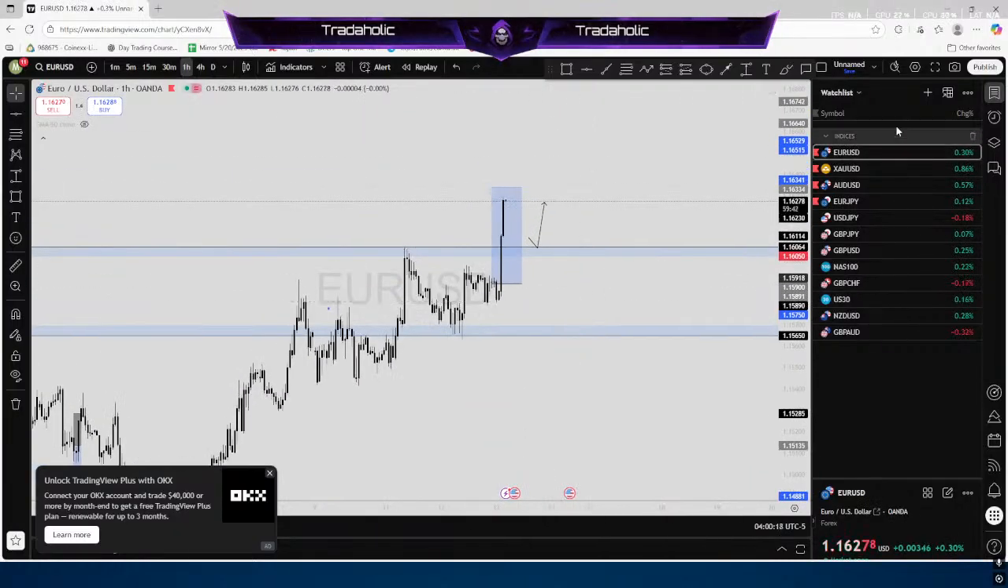So I trade everything you see here, but I rank them from the highest probability trades to the lowest quality trades, and then I only focus on the high quality trades.